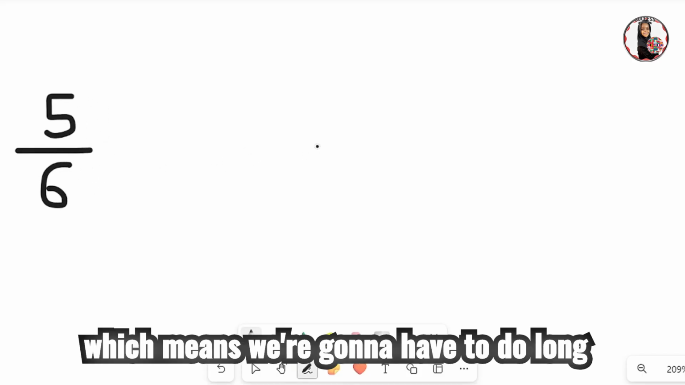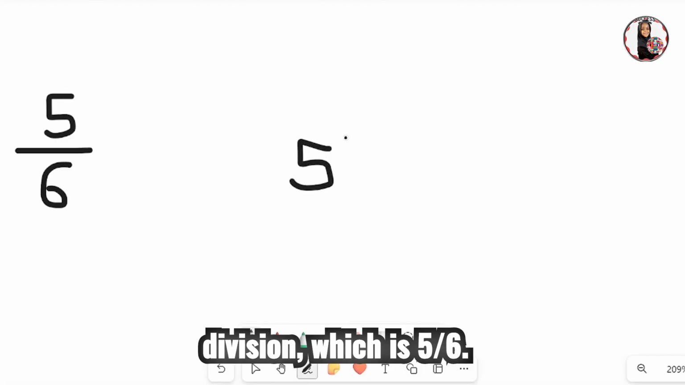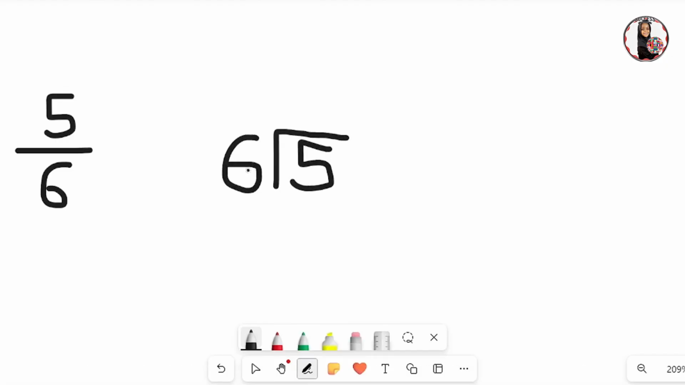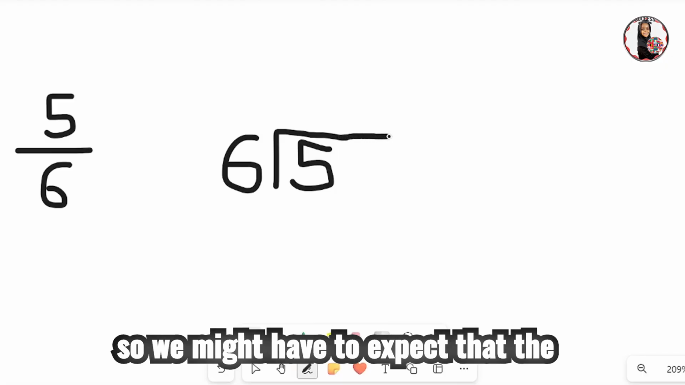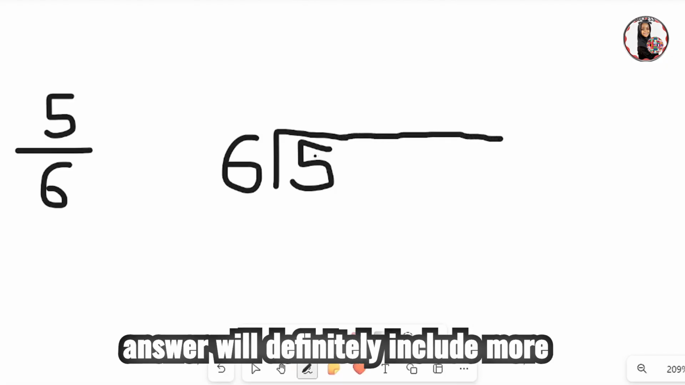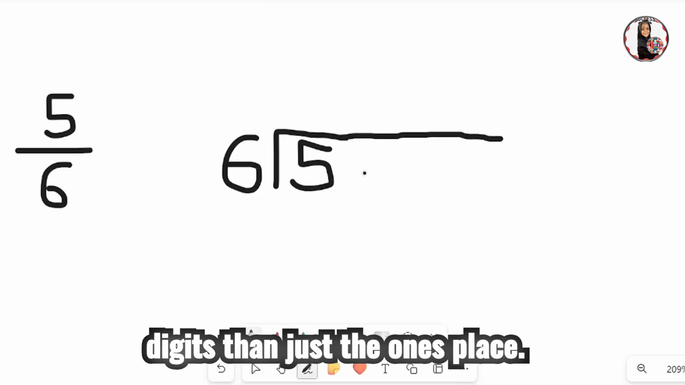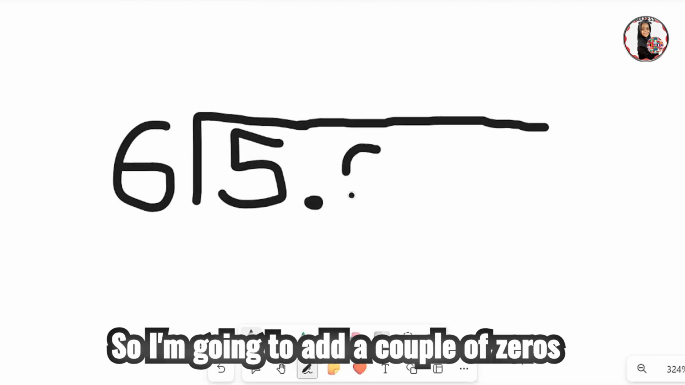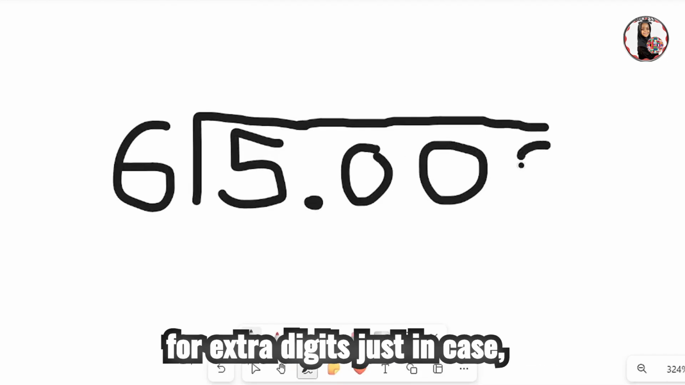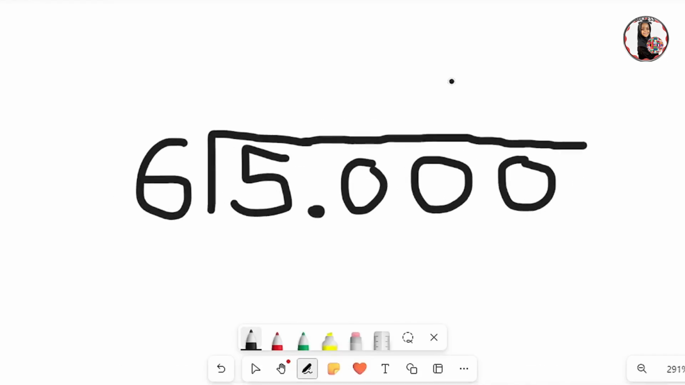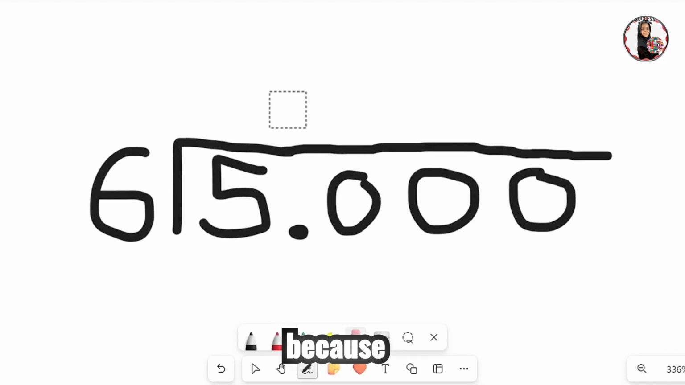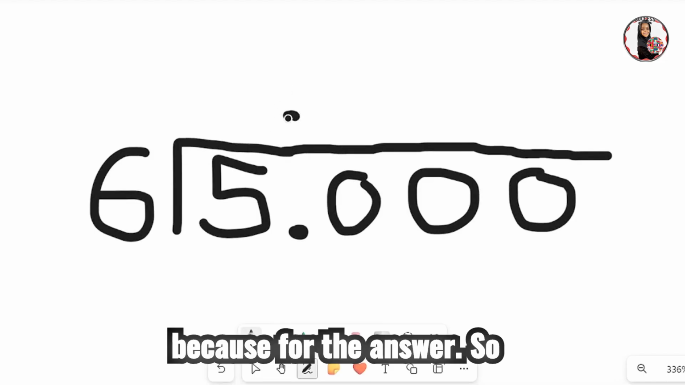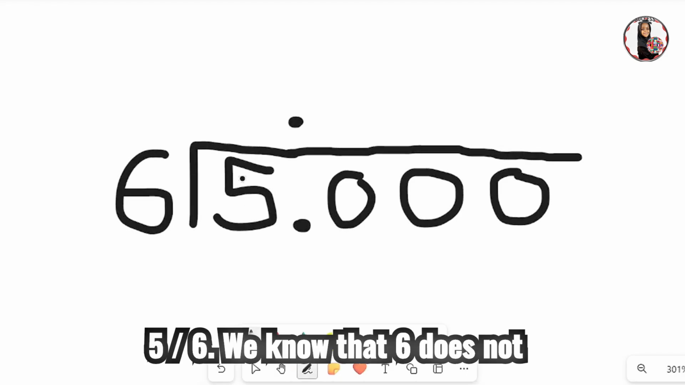Which means we're going to have to do long division. But we know that 5 divided by 6 doesn't really work out, so we might have to expect that the answer will definitely include more digits than just the ones place. So I'm going to add a couple of zeros for extra digits just in case, and we're also going to add another decimal point at the top for the answer.